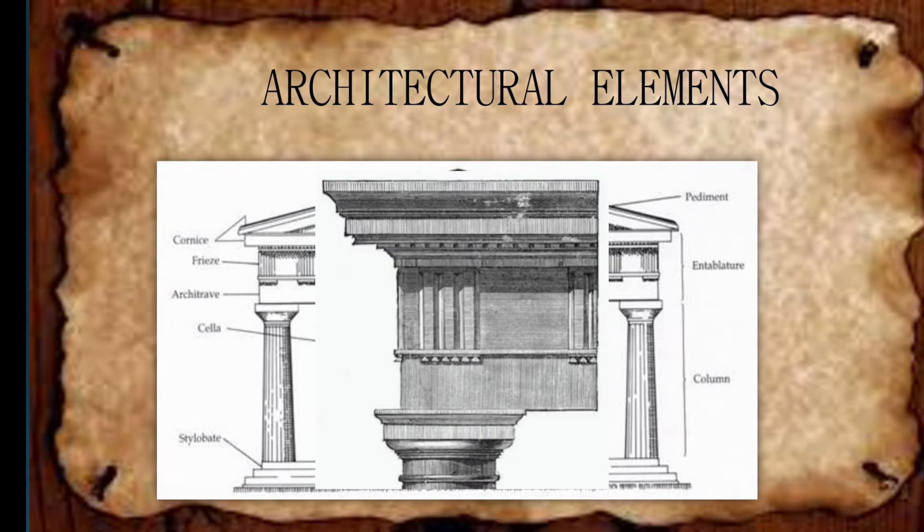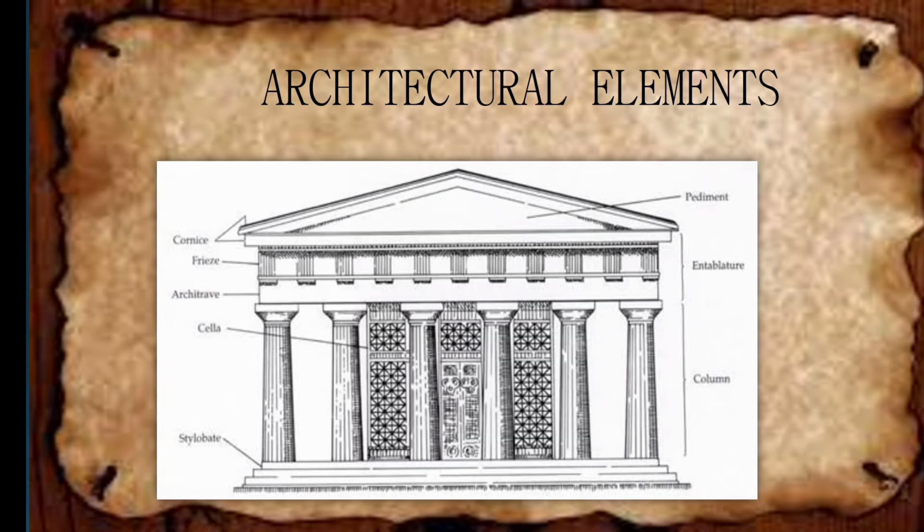Frieze. In classical architecture of ancient Greece, a frieze is a long and narrow sculptural band that runs along the middle of an entablature, used for decorative purposes. This decorative panel above the column is composed of sculptures. The sculptures often told a story or recorded an important event.